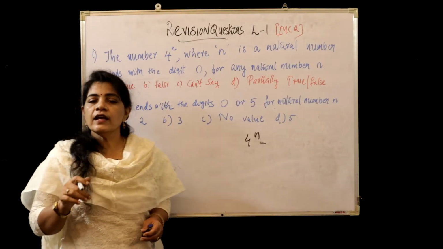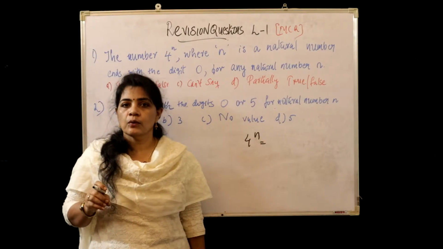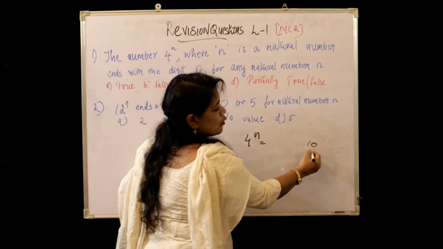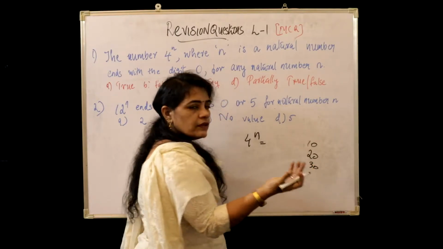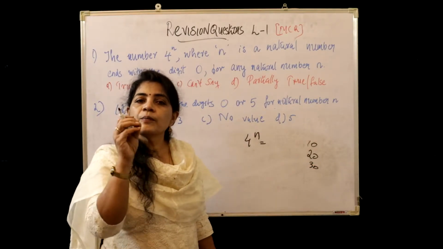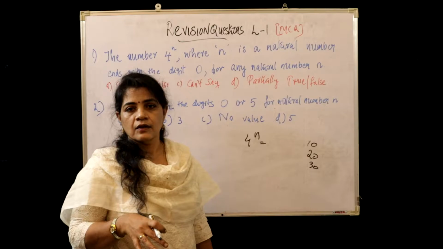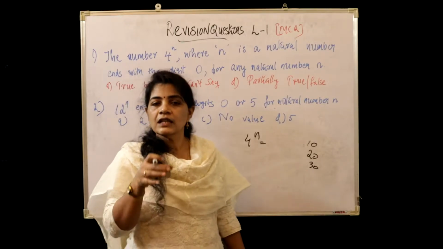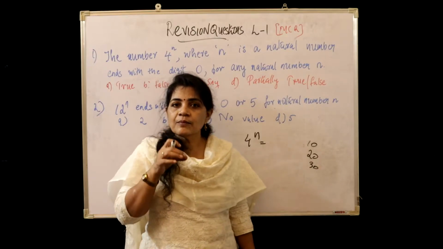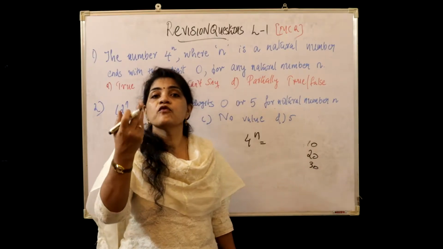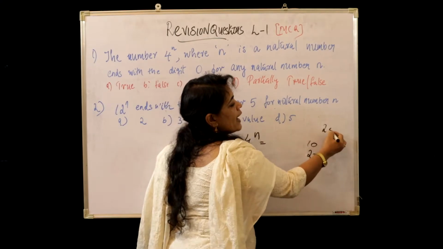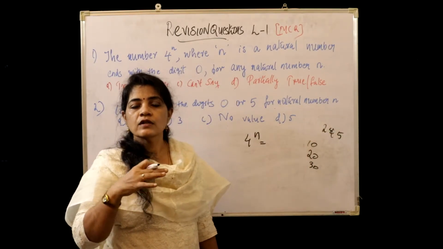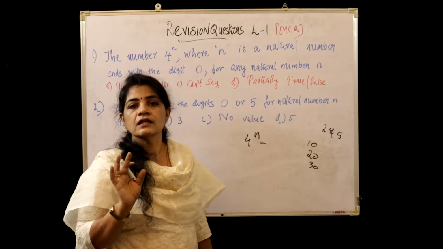Yes, children, if a number ends with the digit 0, you can take any number, for example 10 or 20 or 30, whatever it is. You do the prime factorization. You can say easily that the prime factorization of the number contains the prime factors 2 and 5 both. 2 and 5 should be there. Then only all such numbers end with the digit 0.